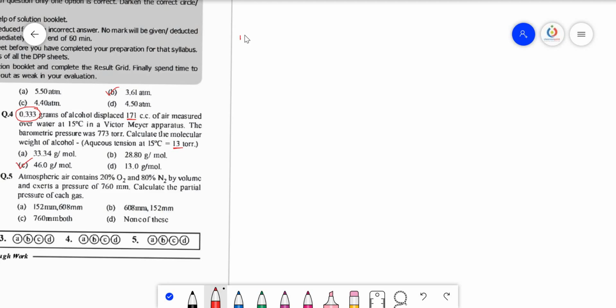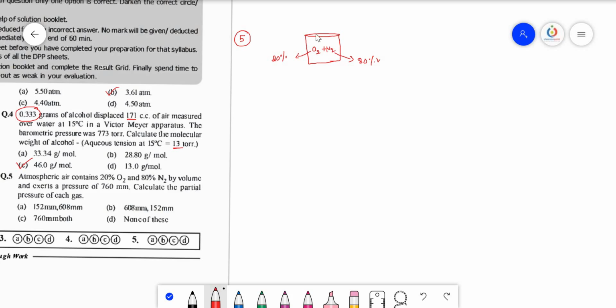Let us solve question number 5. In this question number 5, atmospheric air contains 20% of oxygen and 80% of nitrogen by volume and exerts a pressure of 760 millimeters of pressure. So, this is the total pressure. Calculate the partial pressure of each gas. Means there is a container in which both oxygen as well as nitrogen is there. Oxygen comprises 20% of the volume, whereas nitrogen comprises 80% of the volume.